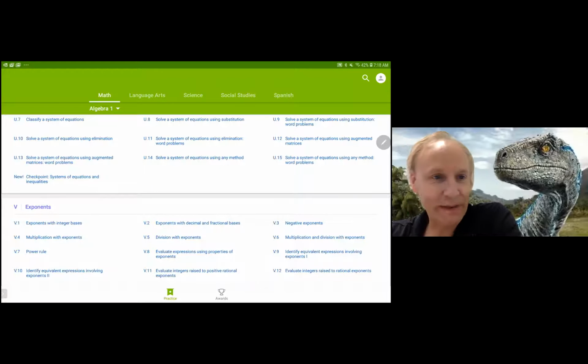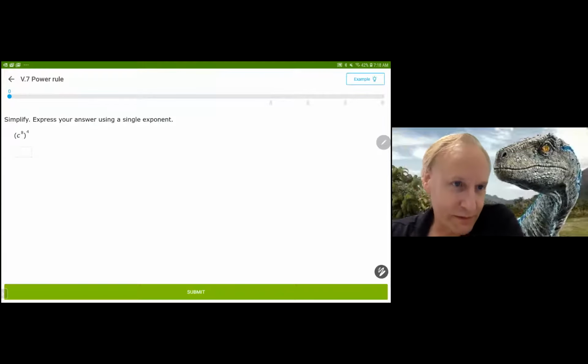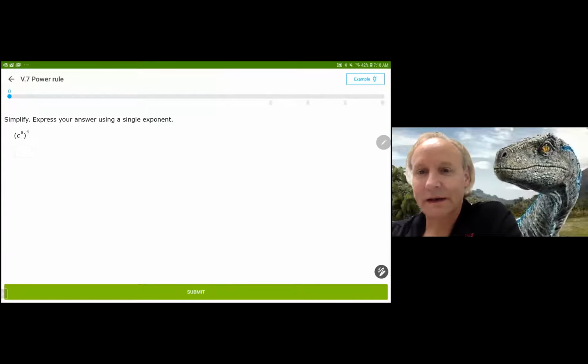Anyway, we're going to do the power rule. So V.7 is the power rule for exponents. And again, no preview. Let's just go ahead and go with the rule.